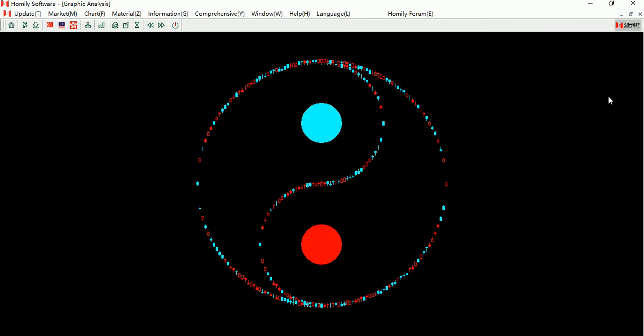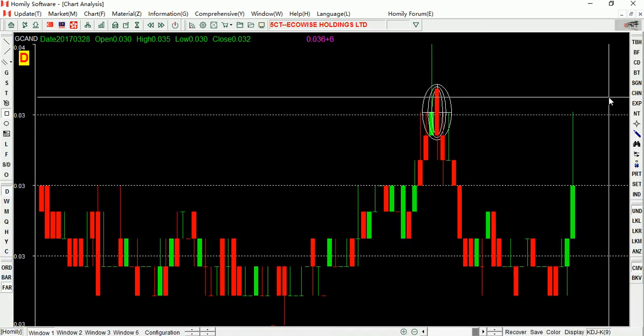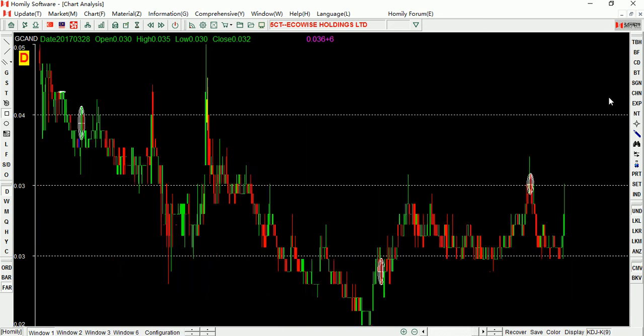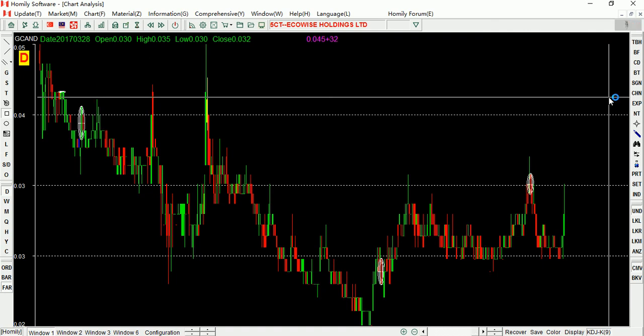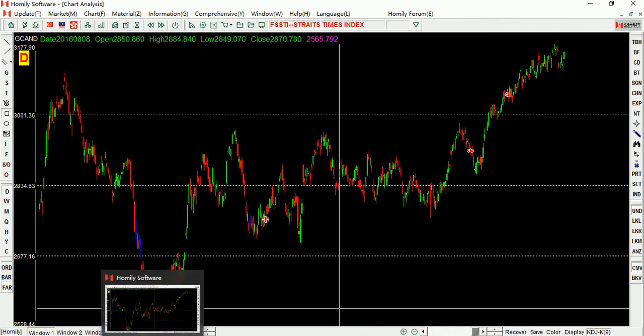Taiji signal, if you see the yellow candlestick appears, this is the overbought area. You should pay attention to the sell point. And if the blue signal appears, this is the turning point. This is oversold, so it's the rebound. Okay. So let's see the next one.